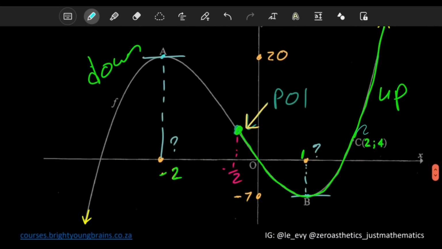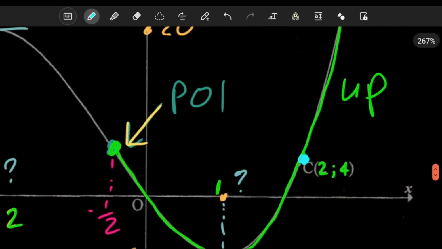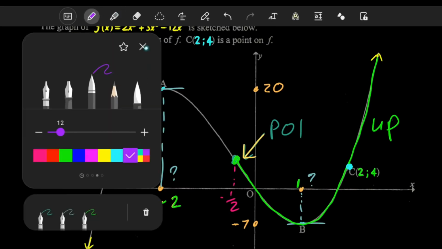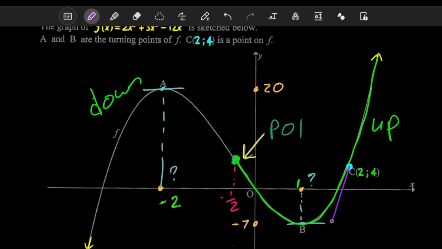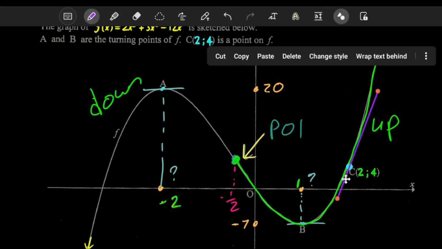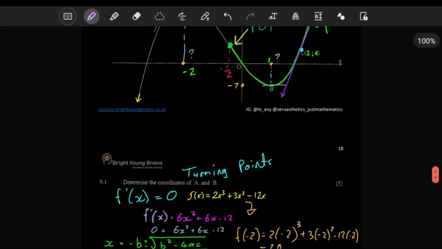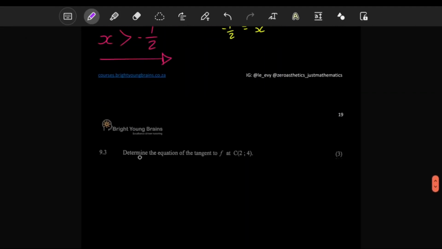Equation of the tangent at point C. So obviously we have point C over there. If you had to draw a tangent at that point, let me finesse this thing. There we go, there's your tangent. They are asking us to determine the equation of the tangent to f at C.